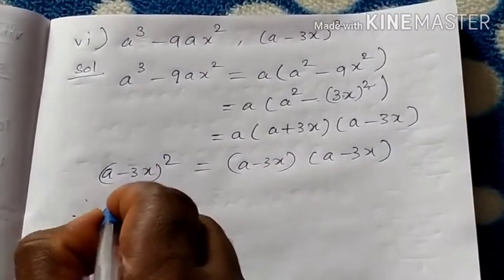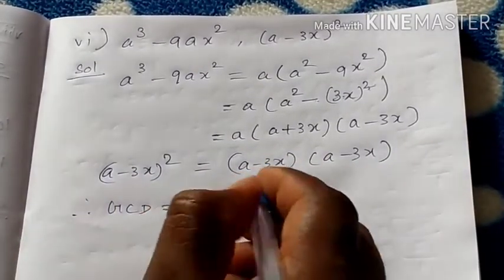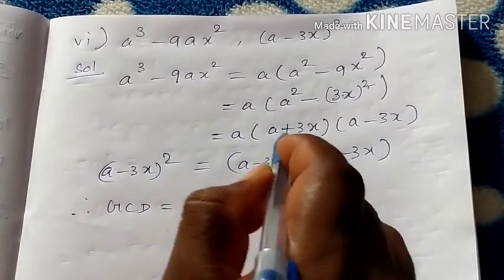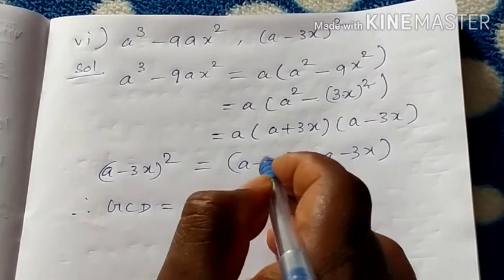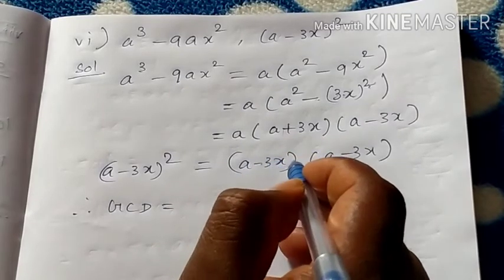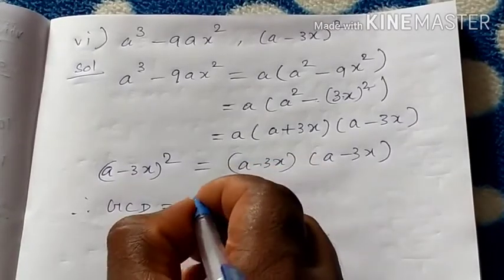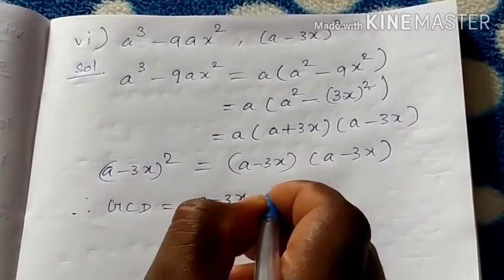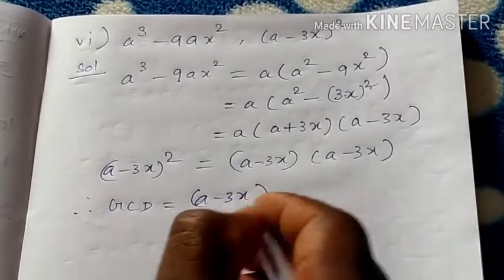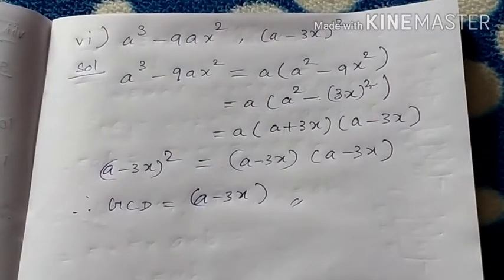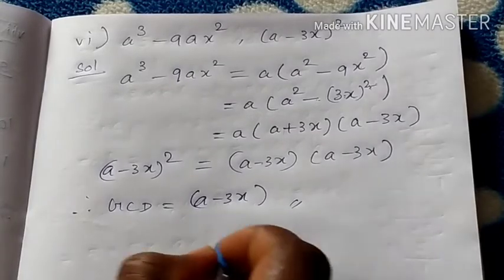Therefore GCD equals: compare both the results. Here a does not appear, a plus 3x is not there, then a minus 3x is there in both. So a minus 3x is the common factor. That's all, the GCD of the given two terms. Have you understood? So the remaining questions are your homework.